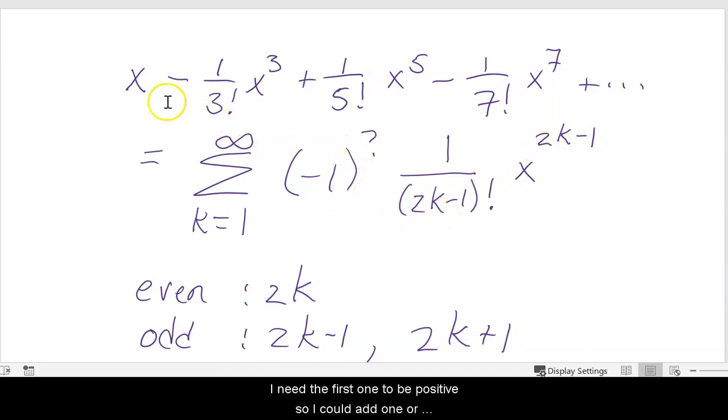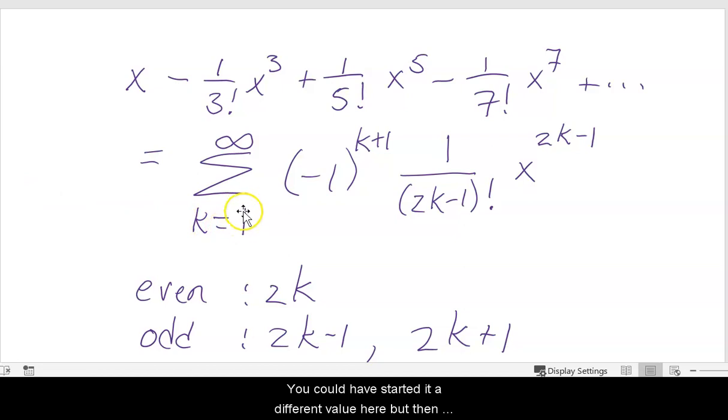I need the first one to be positive, so I could add 1 or subtract 1 to my current k value. I don't want it to always be even or odd since I want it to change back and forth. So if I add 1, that will guarantee that the first one is even, the second one's odd, then even, then odd, and so on.